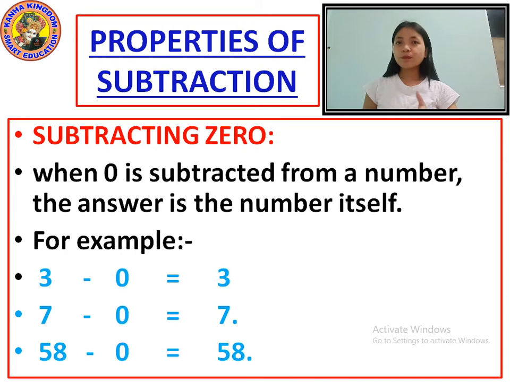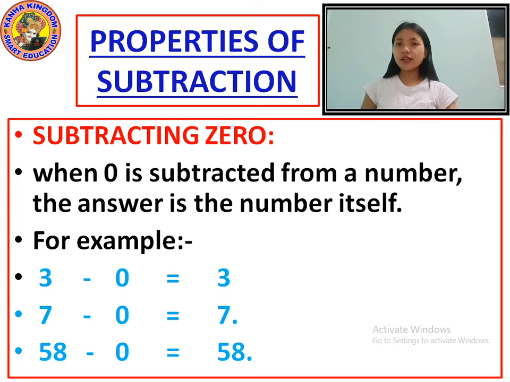For example, 3 minus 0 equals 3, because we are subtracting 0 from 3. So we will get 3 as an answer, because we already said the answer is the number itself. The second example, 7 minus 0: we are subtracting 0 from 7, so we will get 7 as an answer, right, students?